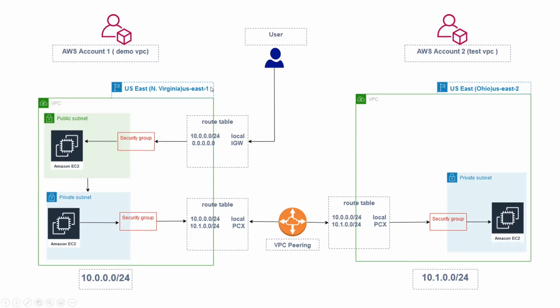So here you can see that we are trying to achieve VPC peering across two different AWS accounts across two different regions. One of the accounts is set up in North Virginia. For the other account, we are going to use the Ohio region.